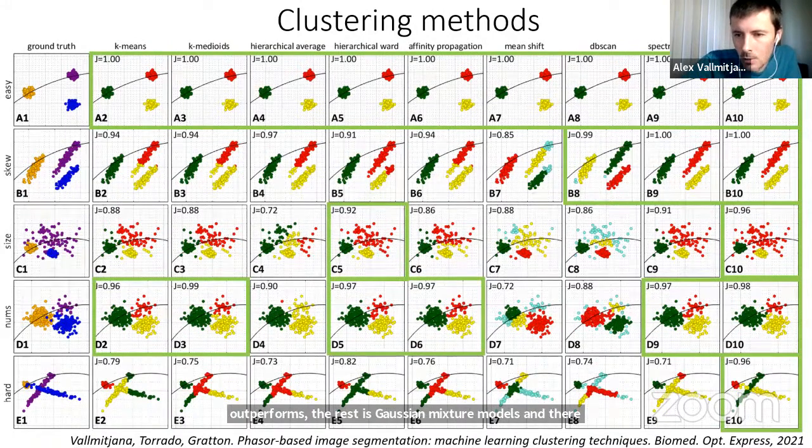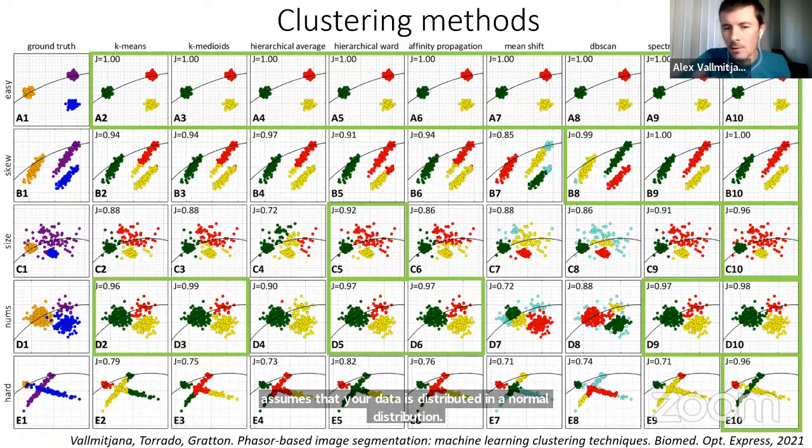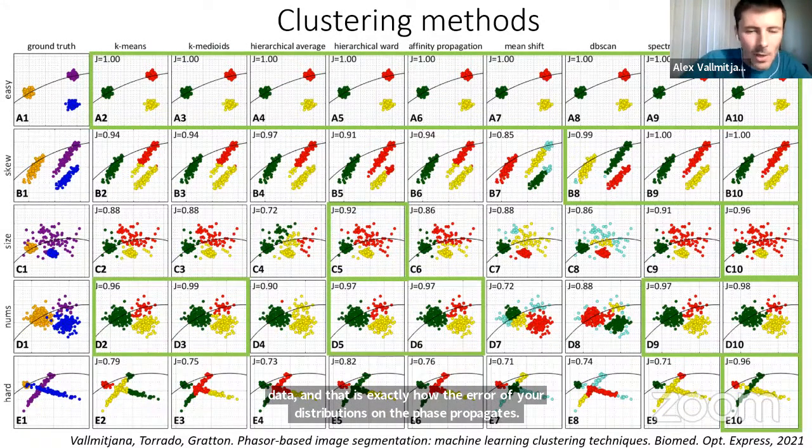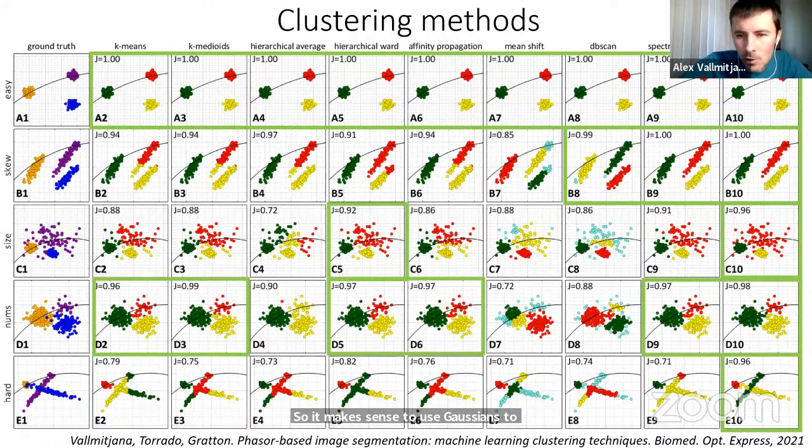And there is a reason for this, which is that the Gaussian mixture model assumes that your data is distributed in a normal distribution. So it's like you can model a Gaussian on top of your data. And that is exactly how the error of your distributions on the phasor plot propagates. So it makes sense to use Gaussians to describe your clouds on the phasor space.